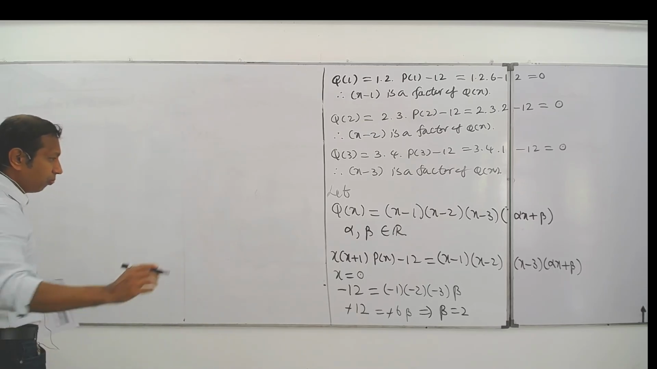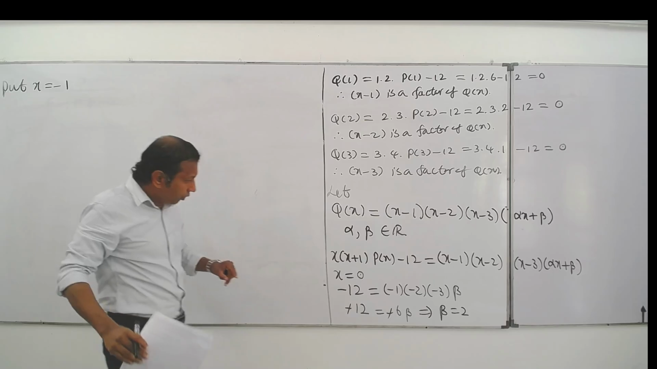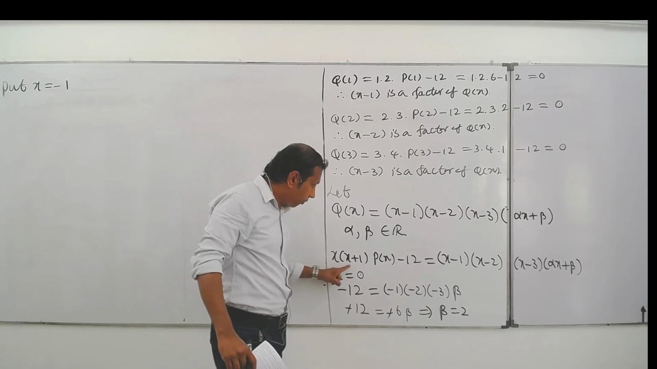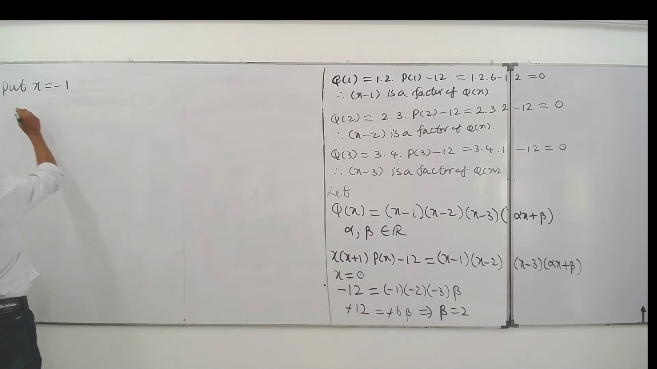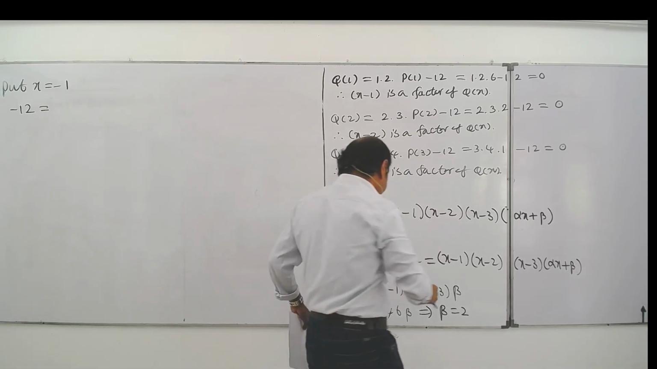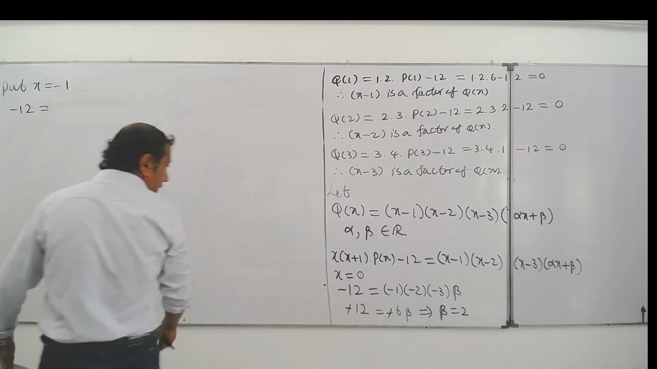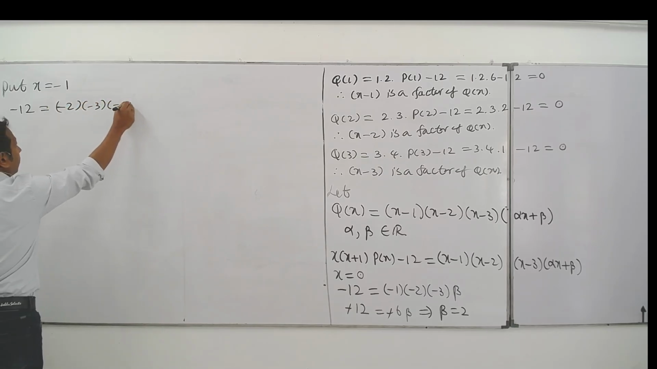When you put x equals minus 1, here minus 1 plus 1, this bracket will be 0. When this is 0, the entire product will be 0, giving on the left hand side minus 12. Right hand side, when I put x equals minus 1, here minus 2, minus 3, minus 4.